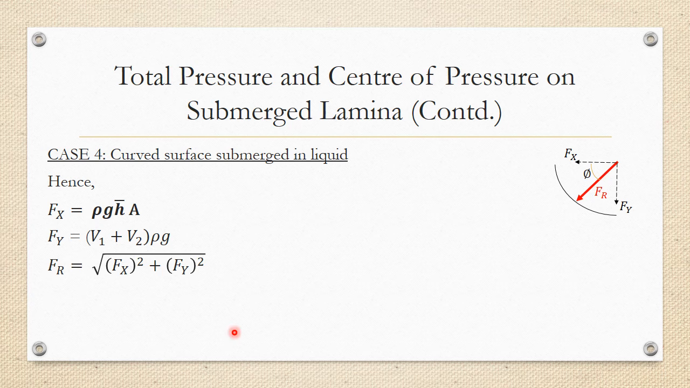And whenever you have an inclined force, you should also find out the angle phi, and phi is given as tan inverse of Fy by Fx. This is how we find out the net force acting on a curved surface. So let us do a problem on the same.